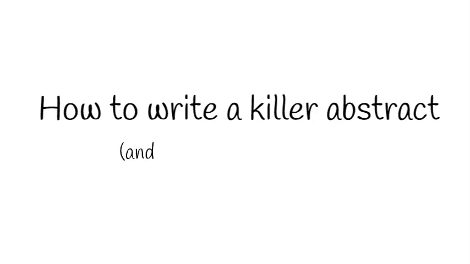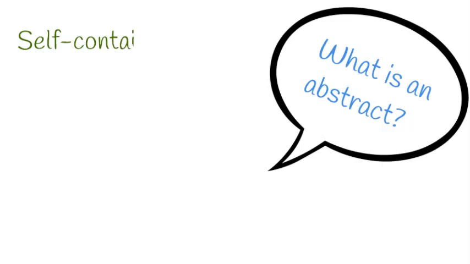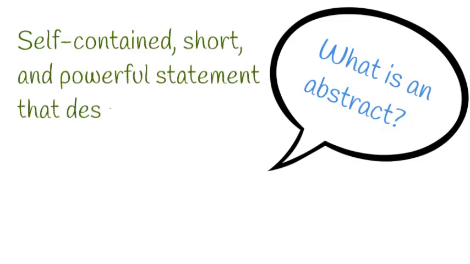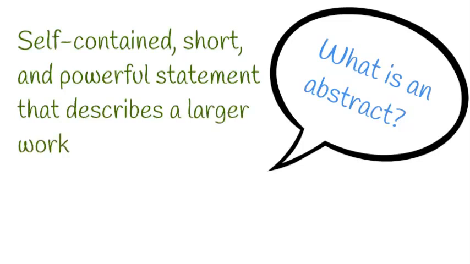This video is going to go over how to write a killer scientific abstract and avoid killing your abstract with a lot of unnecessary information. First, let's ask, what is an abstract? An abstract is a self-contained, short, and powerful statement that describes a larger work. Basically, it's a written version of the 30-second elevator pitch.